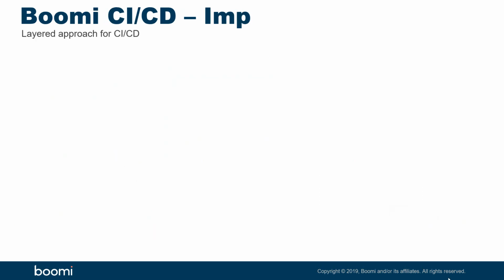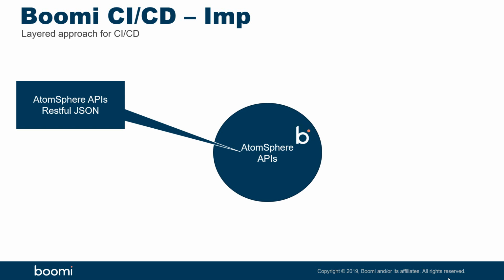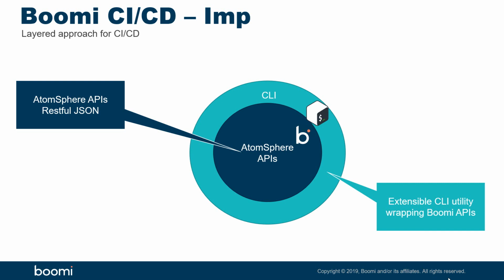Let's take a look at how the reference implementation is assembled. The reference implementation is built around the rich set of Atomsphere APIs. Boomi exposes RESTful SOAP JSON APIs that control every object and action of the platform required for automation. We then built a command line utility around the APIs to handle the orchestration, requests and response parameters, and manage exceptions.